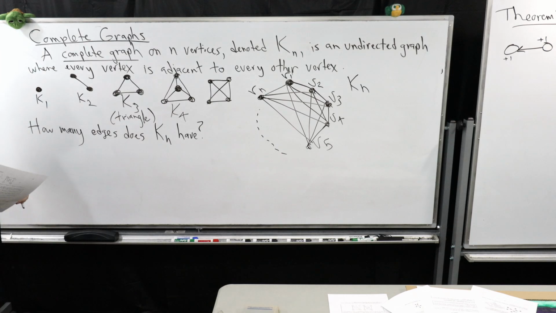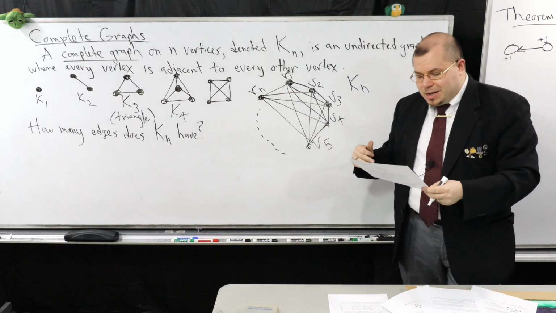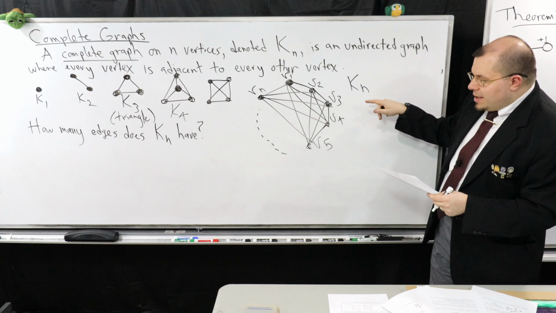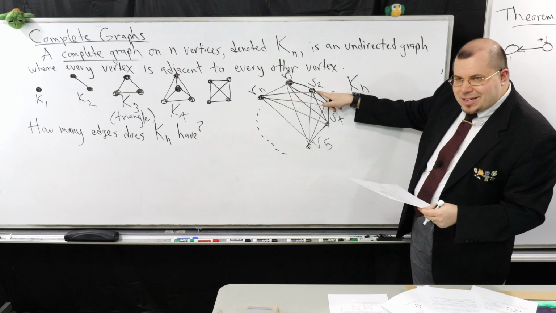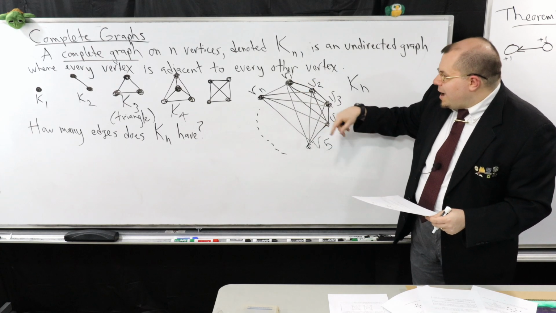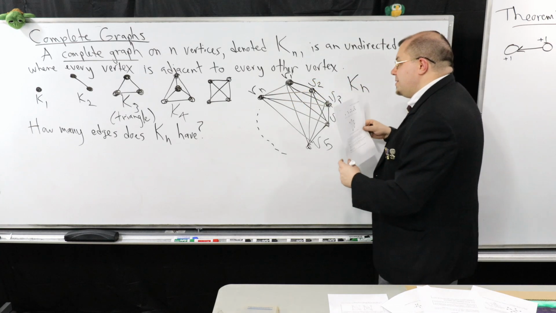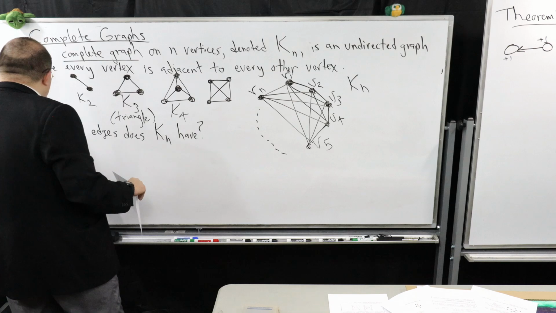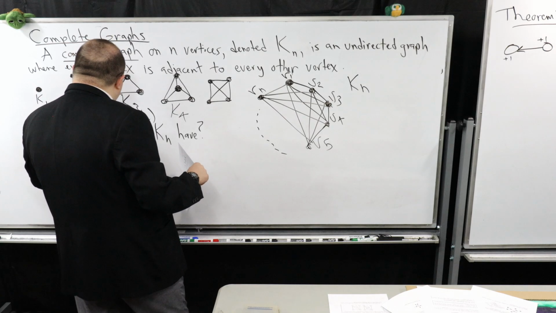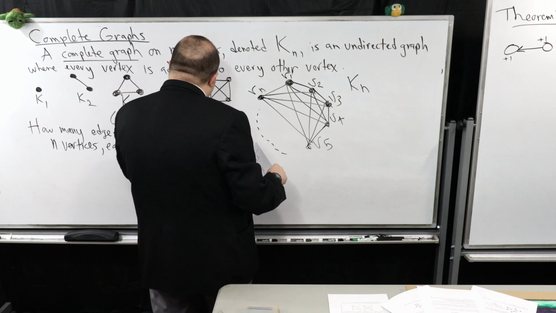Well, we can pull out our double counting technique I mentioned a moment ago with the Handshaking Lemma, but it's not the exact same way I'm going to use it. If I pick any one vertex, it's adjacent to every other vertex. So if I look at each one of these, how many edges are incident on that vertex? There has to be n minus 1 other ones, right? So there's n vertices, each with n minus 1 incident edges.